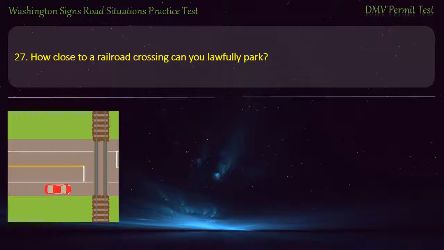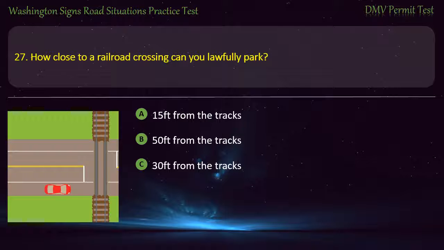Question 27. How close to a railroad crossing can you lawfully park? 15 feet from the tracks. 50 feet from the tracks. 30 feet from the tracks. No closer than the stop line. Answer. 50 feet from the tracks.